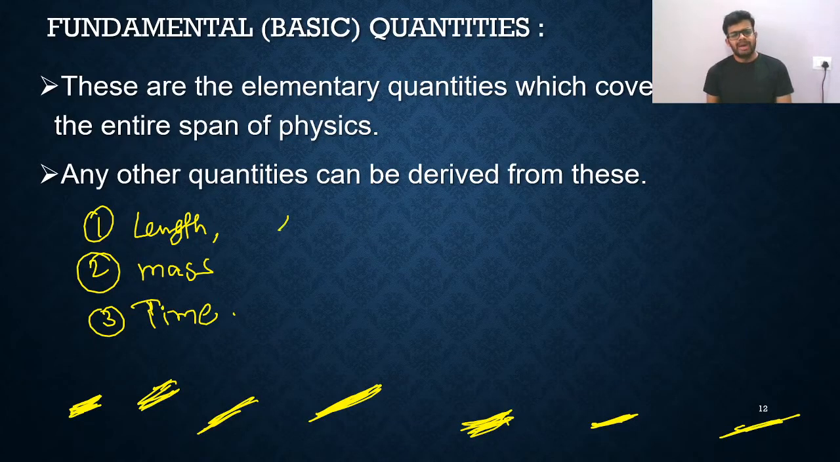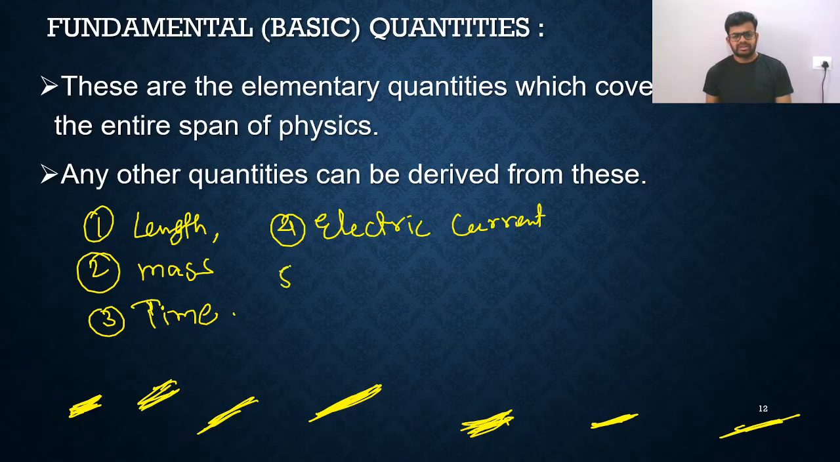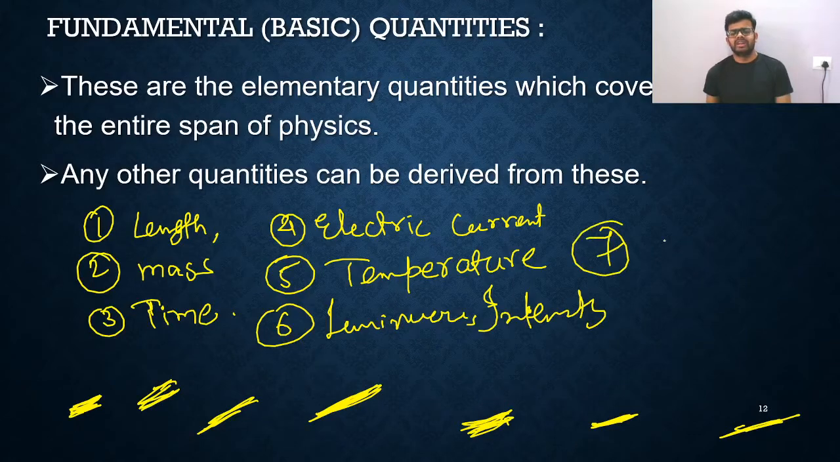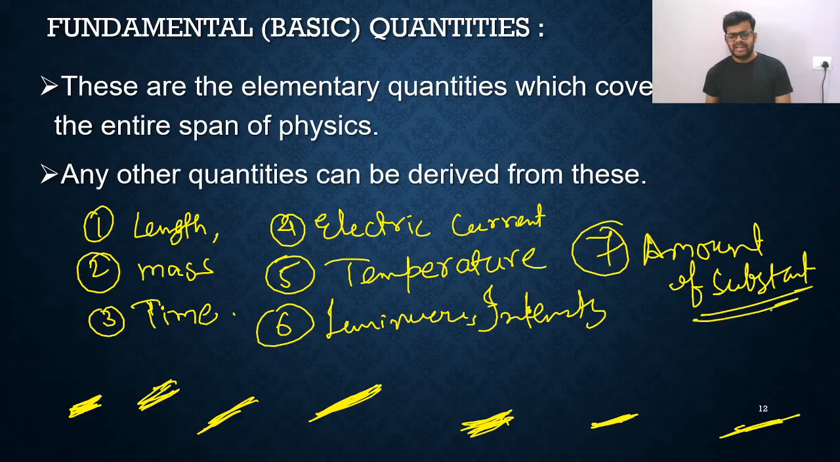Apart from that, I will say electric current. Next, temperature, which is also important. Number 6 is luminous intensity. And last, amount of substance, that you use in chemistry, mole. So these are the basic 7 fundamental quantities you need to remember.